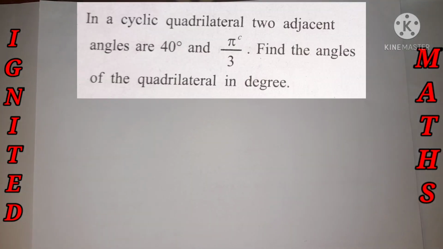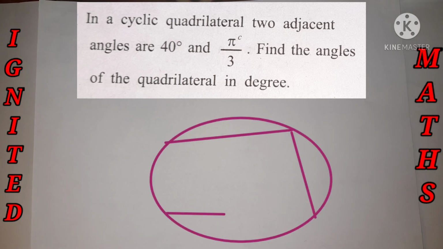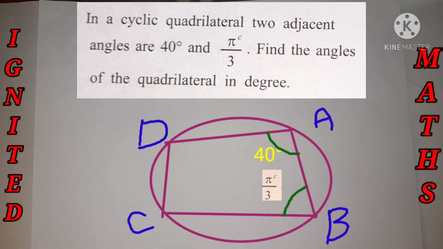11th question. The question is given as, in the cyclic quadrilateral, two adjacent angles are 40 degrees and pi by 3 in radians, and we need to find the angles of the quadrilateral in degrees. So one of the angles is given in degrees and the other angle is given in radians. So we need to convert that angle into degrees, because the answer asks that we find each and every angle in degree form.